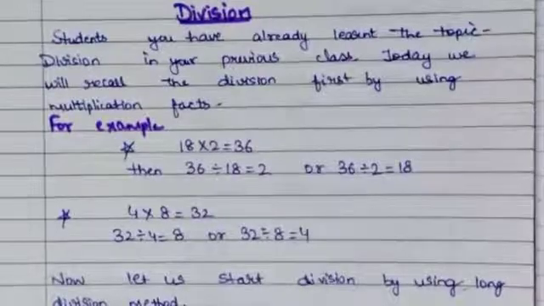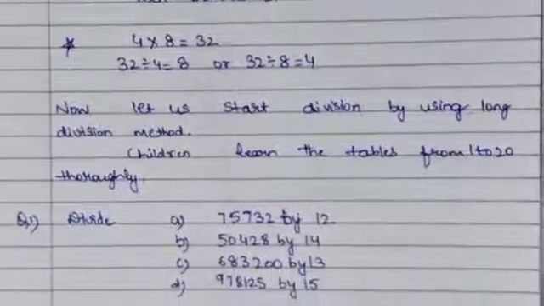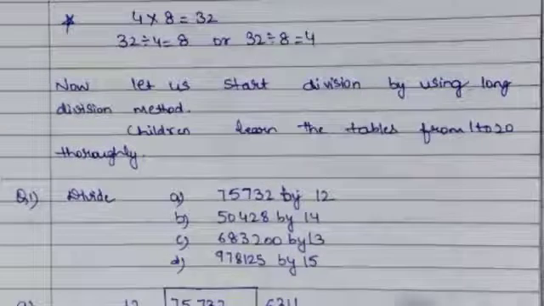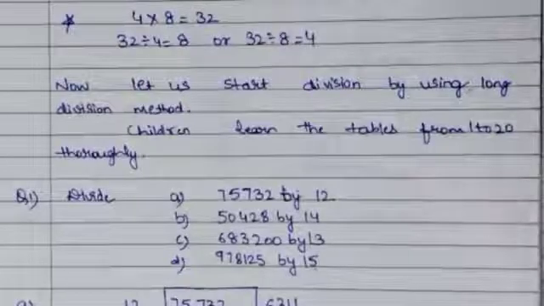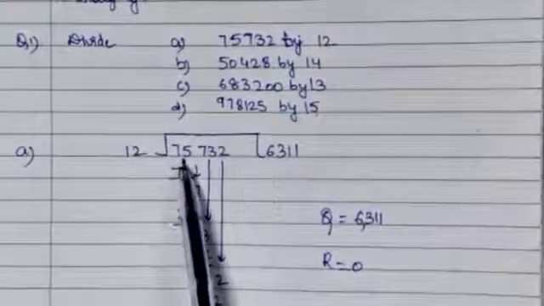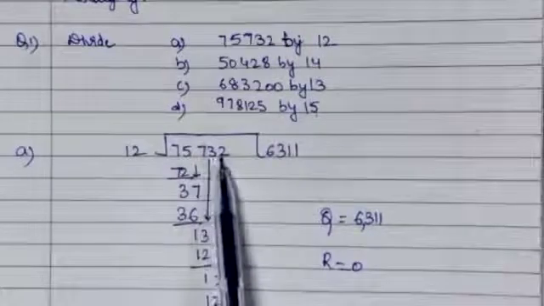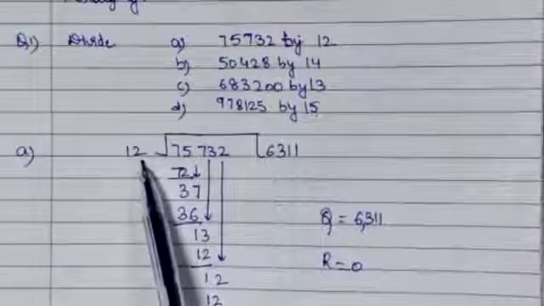Now let us start the division by using long division method. These 4 questions we will do now. Fine. First is, we have to divide 75,732 by 12. Now you all know the table of 12.